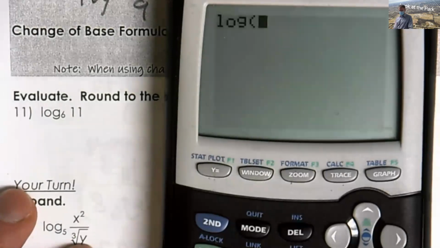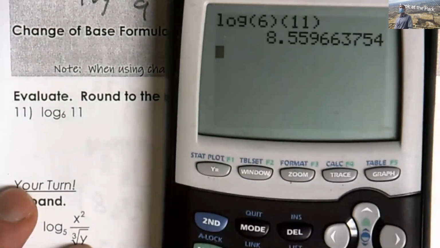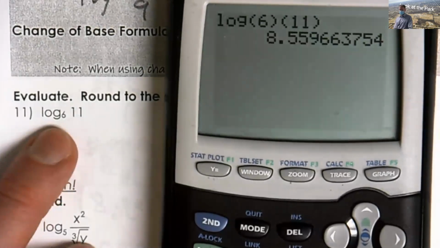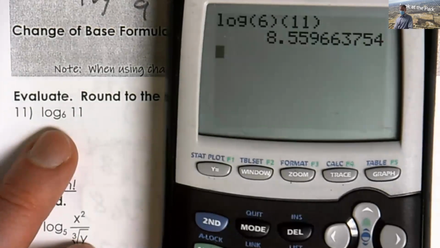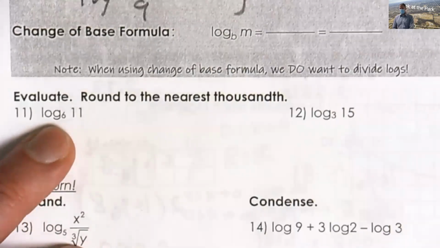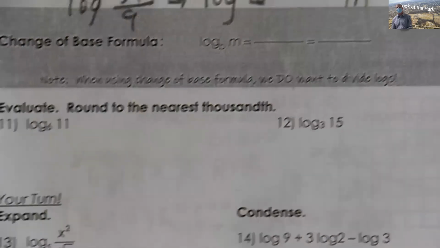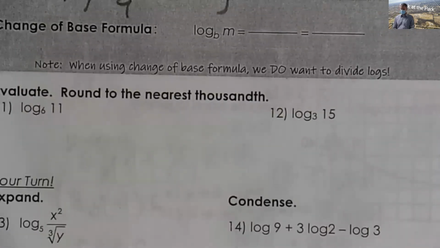You think that you might do log base 6 of 11, right? That's not how it works. Nope, nope, nope. It's not 6 to the 8th power equals 11. Not that. Okay, we can't use that button. So we have to use something called the change of base formula. It's got a little magic to it.